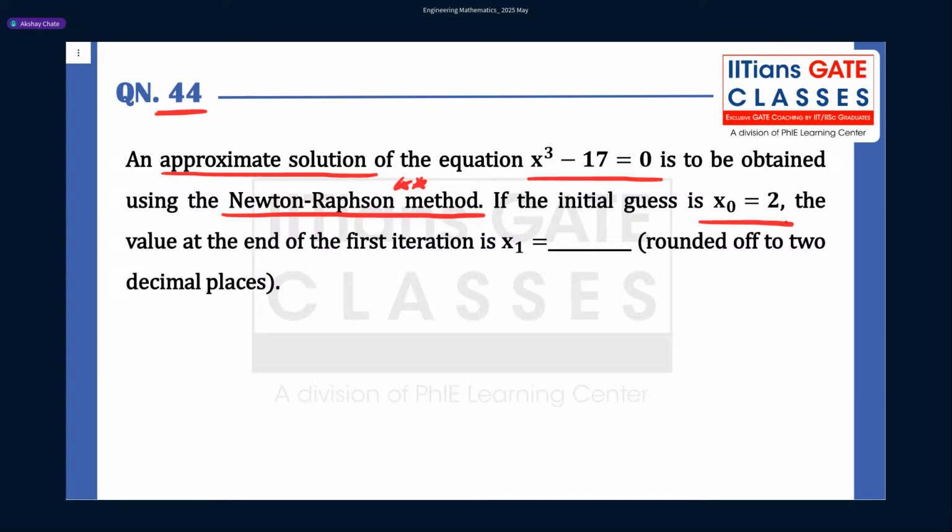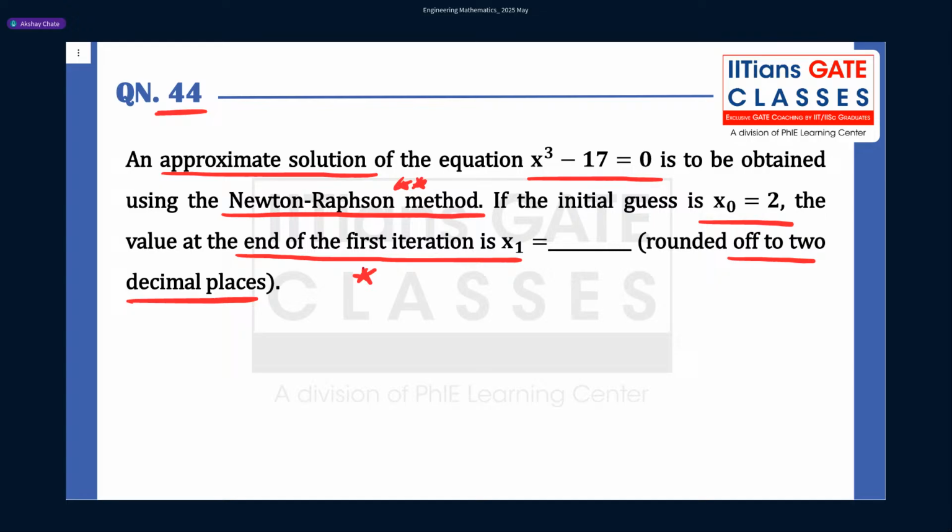And they want the value of your solution, where the x value keeps on updating because these are iterative methods, at the end of the first iteration. Okay, and you need to round it off up to 2 decimal places. In this question they have asked only up to the first iteration. There can be a question where they will ask 2 iterations, 3 iterations, all those things, so you have to do the calculations iteratively.